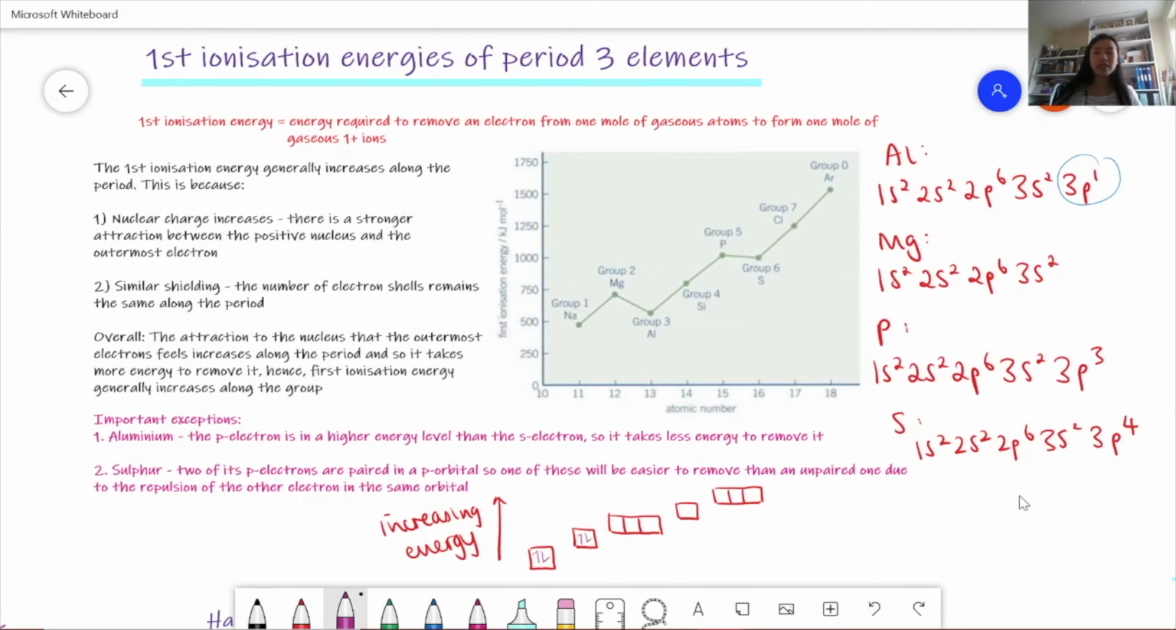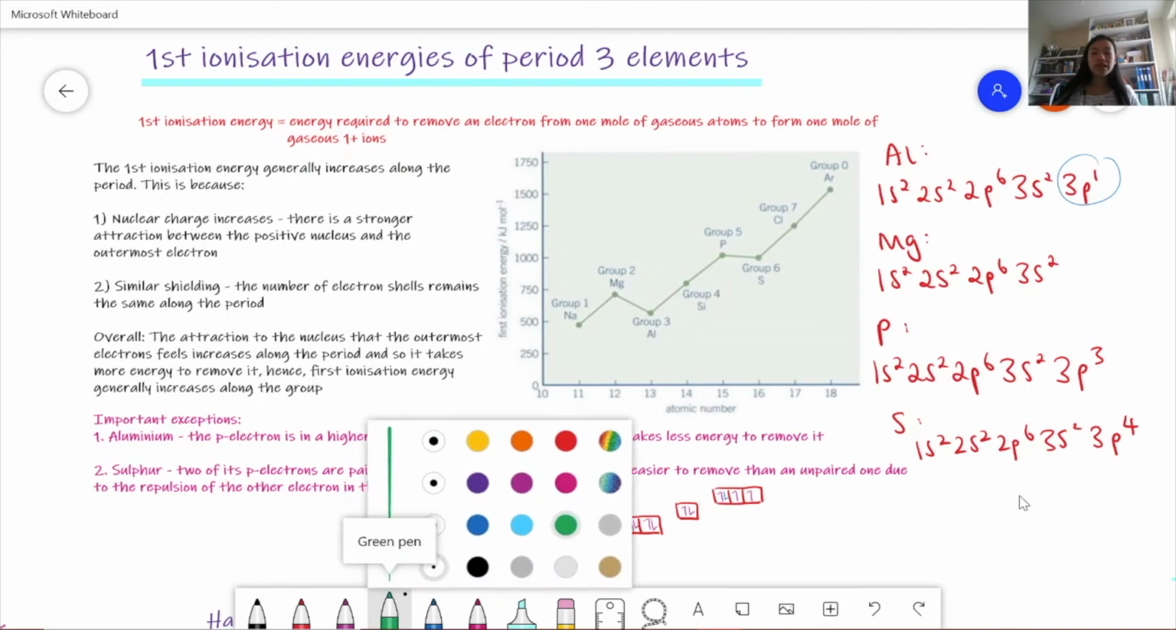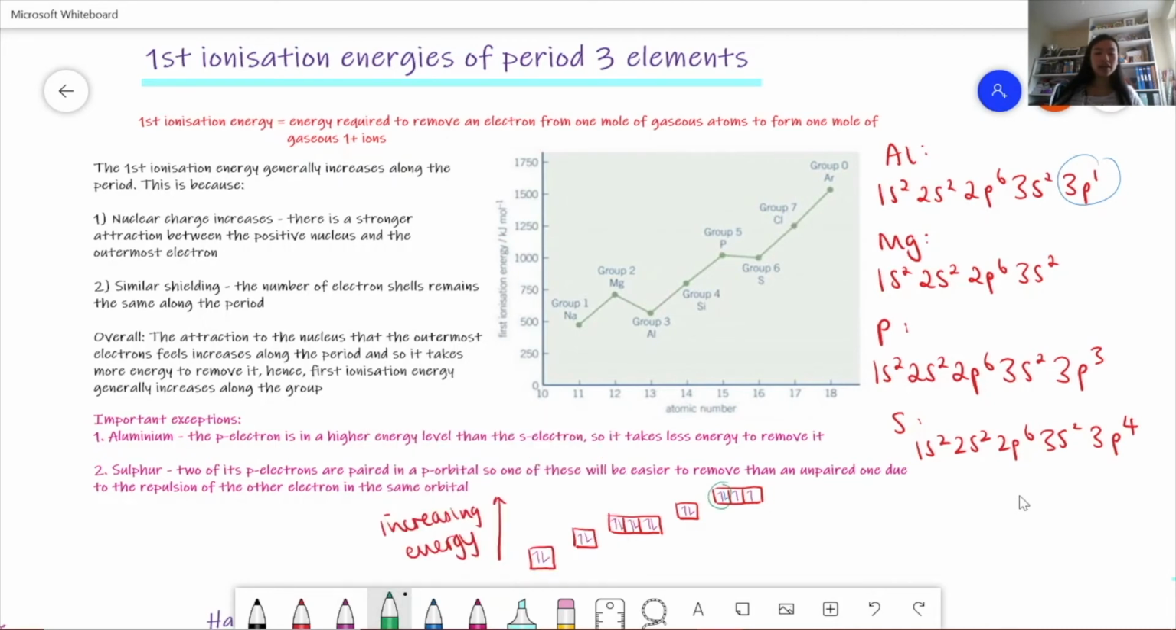we have 2p6, but remember that they always have to fill out one by one first. So we have 3, and then we have the other 3, and then we have 3s2, and then for phosphorus we have 3p3. So we have 3 electrons, and they're all separate. However, for sulfur, we have an extra electron, so we have 1 electron here.